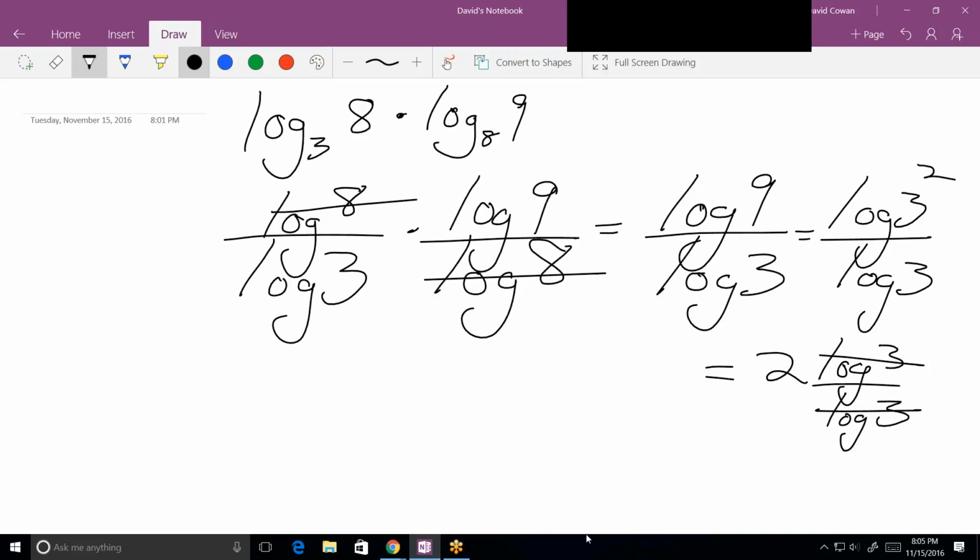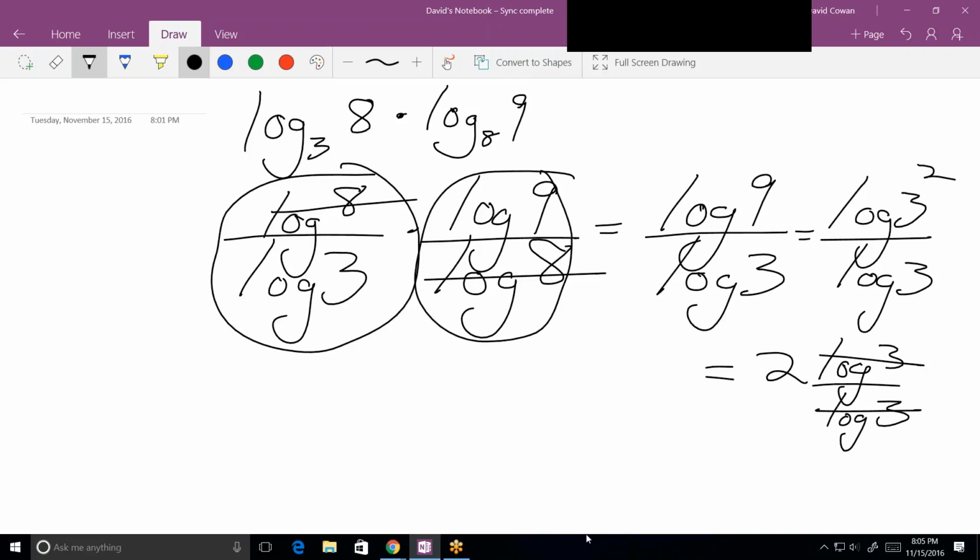Do logs long enough and you see all kinds of problems. And this is, I have to say, one of the first problems I've ever come across where different bases are used, and they ask you to evaluate it. So I was a little stumped at first, but as long as you use that change of base formula, it turns into something that works out pretty nicely.